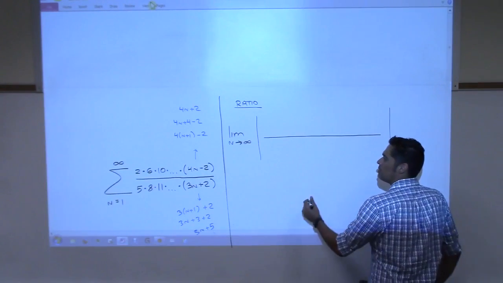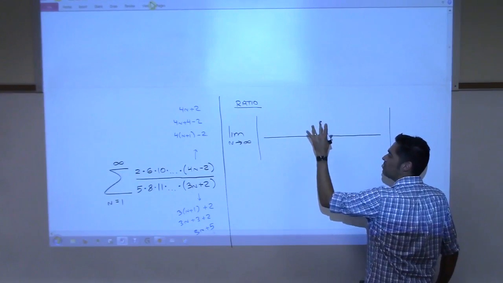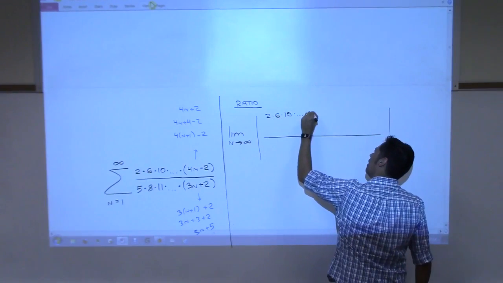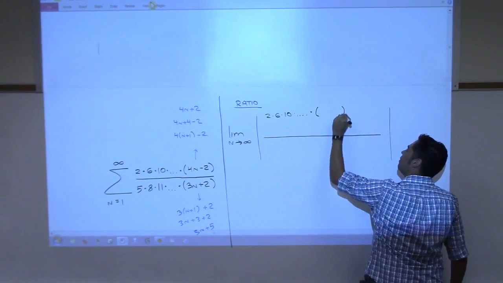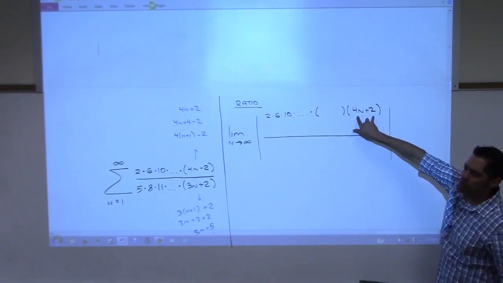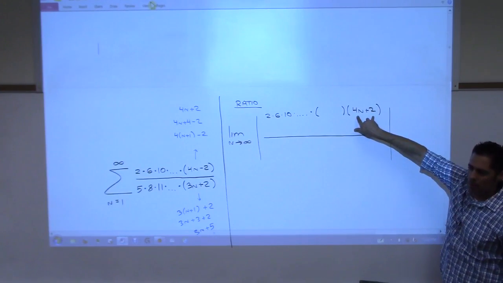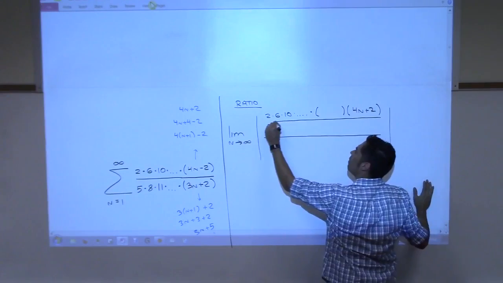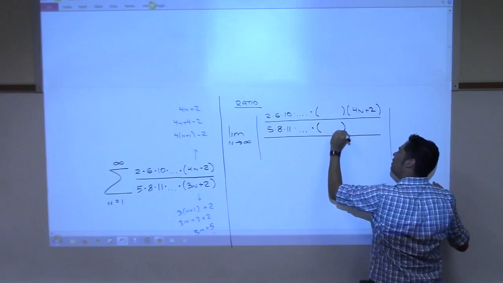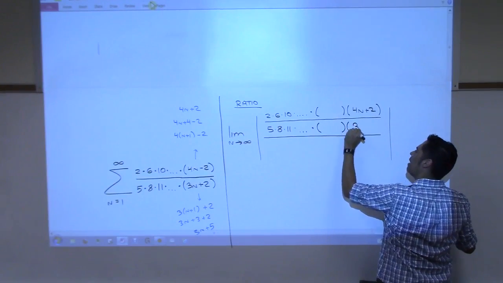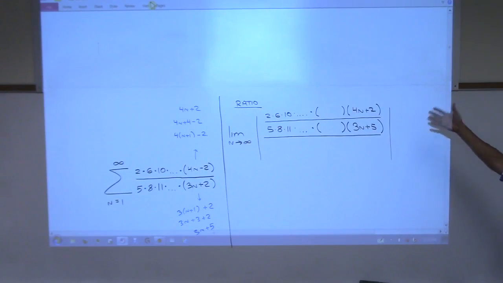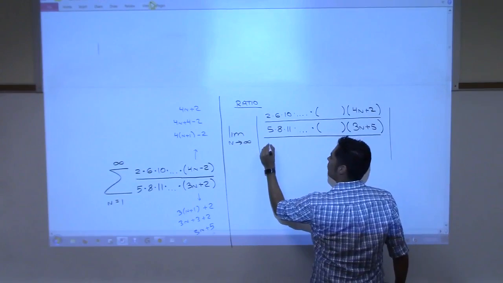Okay, that's what's happening. So I'm going to put a sub n plus 1 on top, which is 2 times 6 times 10 times dot, dot, dot, dot. And now leave a gap right here on purpose, and then put your last one, which would be the 4n plus 2. Understand that that's what happens if I go out to a sub n plus 1? Over 5 times 8 times 11 times dot, dot, dot, times, leave a gap, and then this one is 3n plus 5. That's a sub n plus 1. Over just a sub n.